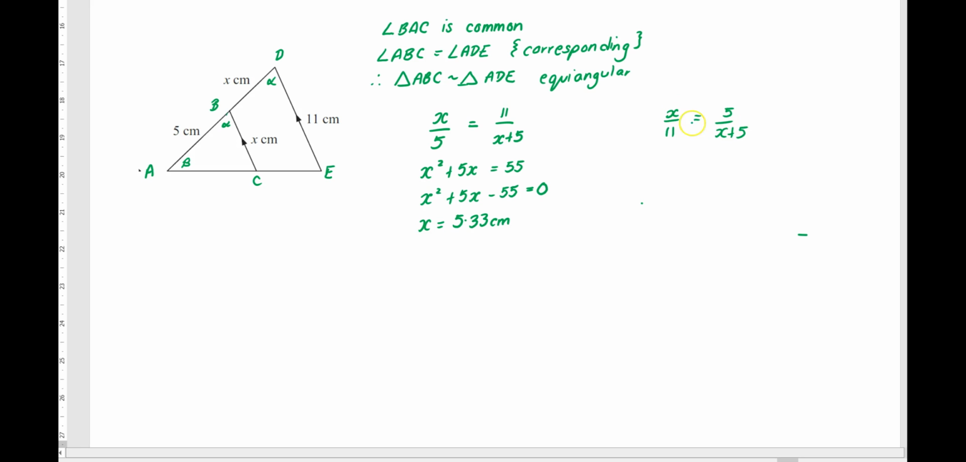Once again, when you expand this, you get the same line. So it doesn't matter which way you do it as long as you have the correct corresponding sides. If you mix these up and you put the x plus 5 over 11, that's wrong. So close enough is not good enough. You've got to be precise.